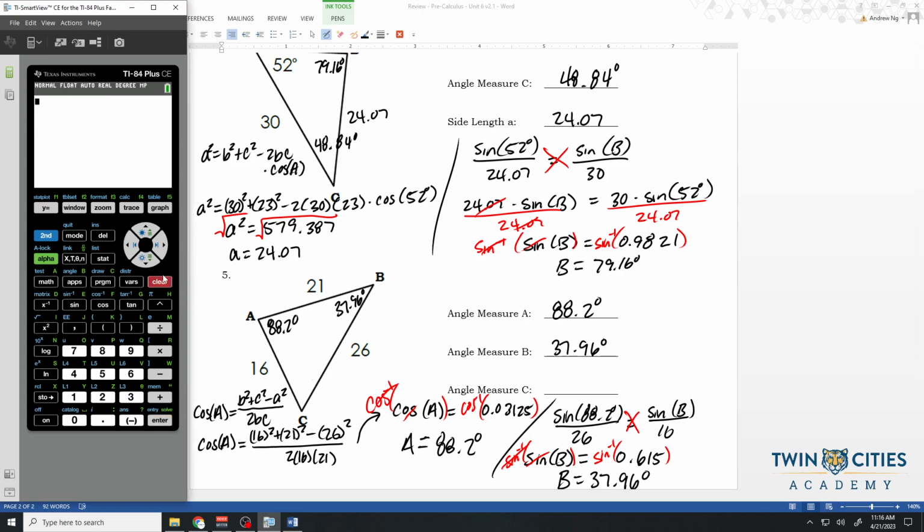Finally, three angles add up to 180. That means I can take 180 and subtract 88.2, subtract 37.96, and we'll get 53.84 degrees.